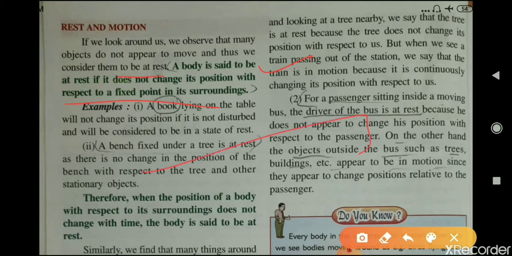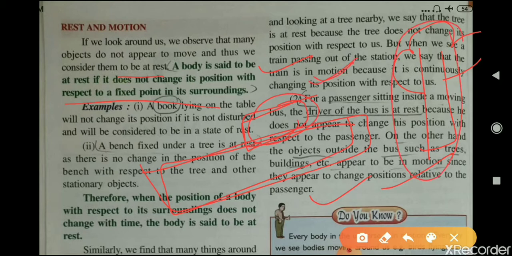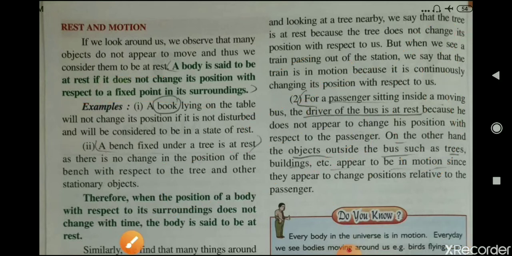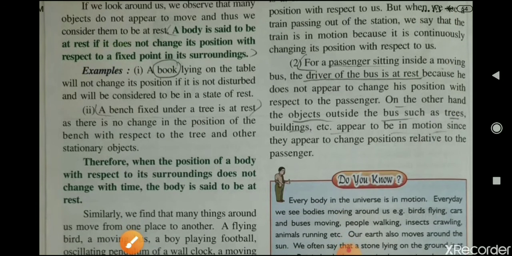Suppose on a table a book is kept. Or you are sitting in a park, and your position is not changing with respect to a tree which is near this bench. So your position, as you are sitting here, is not changing with respect to this fixed point, that is a tree. It means that you are in a state of rest. Now, further examples we will see.